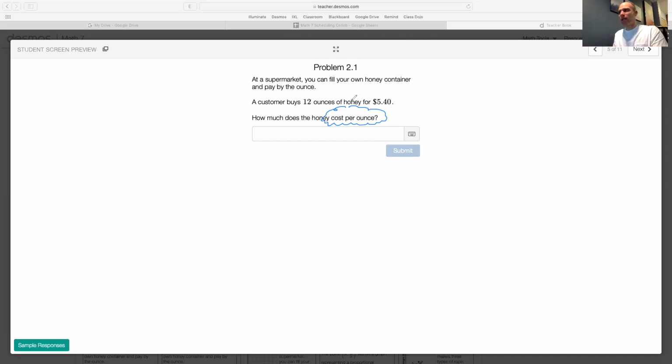And the per could literally mean, when you're doing math, at least you can sort of read it as divided by. This is literally telling us to do the cost divided by the number of ounces we have. And if we do that operation, then we will get a unit rate. It will tell us how much the honey costs for every 1 ounce. So that's our goal.